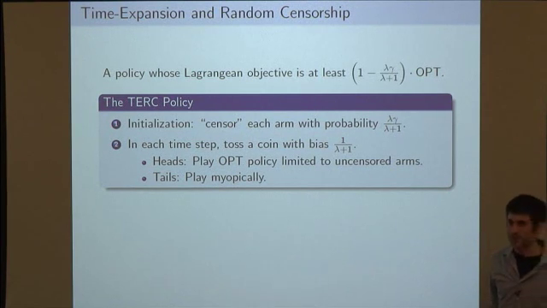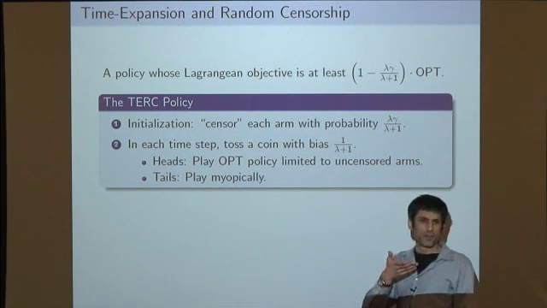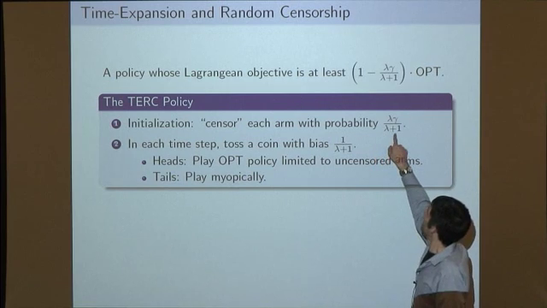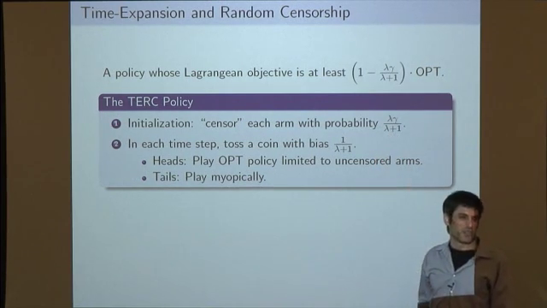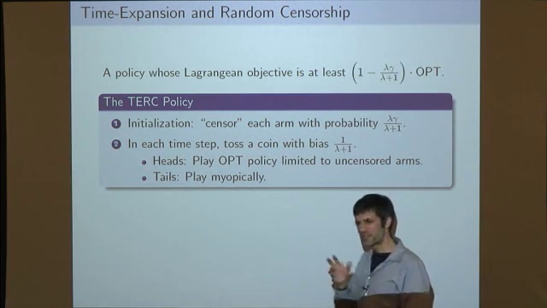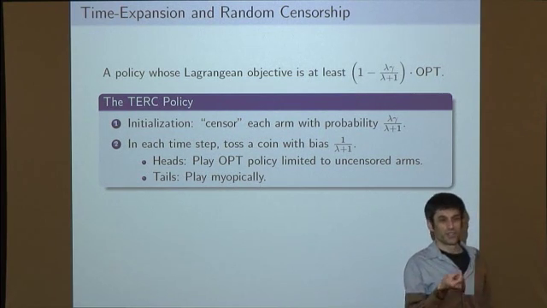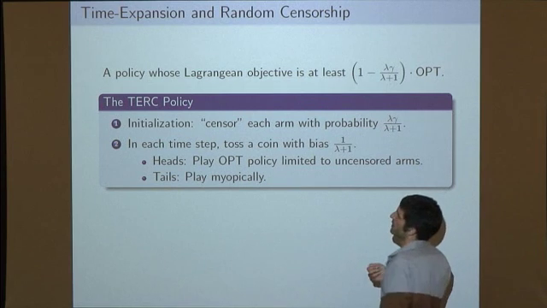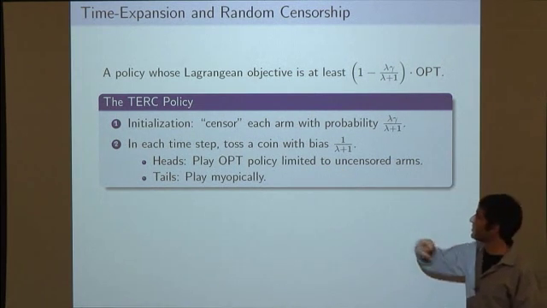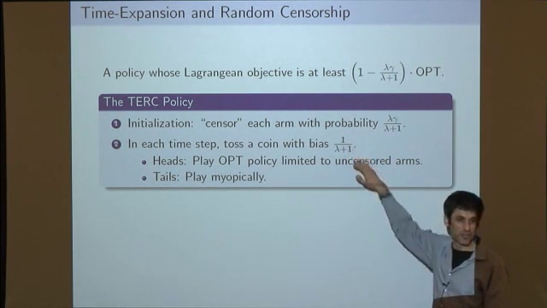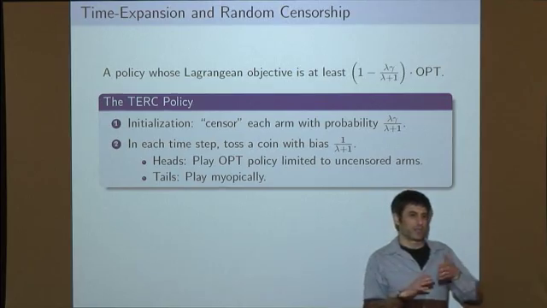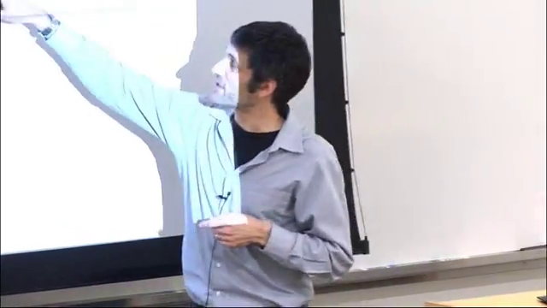Okay? And how does this policy work? At initialization time, before it pulls any arms, it tosses a biased coin for each arm, and with this probability, marks the arm as censored. Censoring an arm basically means I'm never going to try learning that that arm is the best. OK. After initialization, in every time step, it tosses an independent coin with bias 1 over lambda plus 1. You'll see why this 1 over lambda plus 1 in a second. If it gets heads, it plays the next step of the optimal policy limited to the set of uncensored arms.